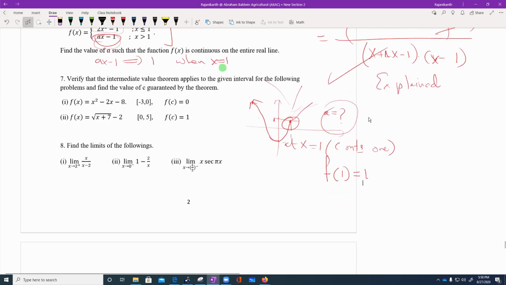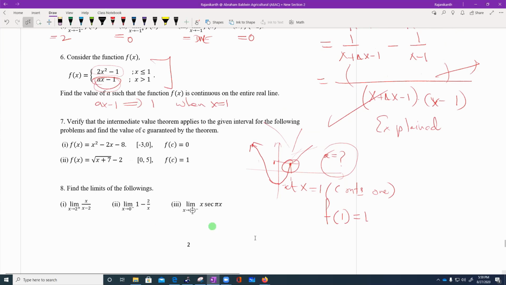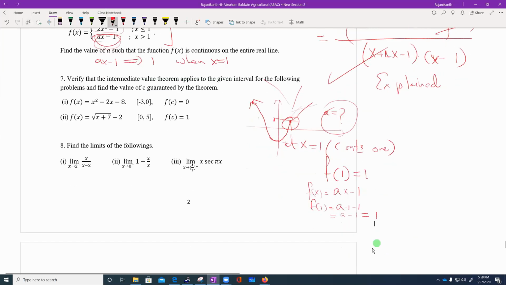So what I'm trying to say is the function value at 1 should always be 1 for both cases, right? For the first case, of course, you are getting 1. For the second case, my function is ax minus 1. I'm simply finding f of 1 for the second piece. Plugging 1 here, you will get a times 1 minus 1, that is a minus 1. This value is supposed to be 1, so you need to figure out a. What is the corresponding a then? a minus 1 should be 1. That means a should be 2, right?